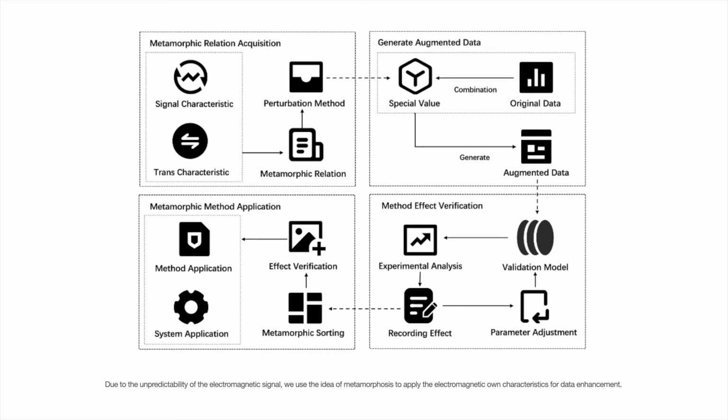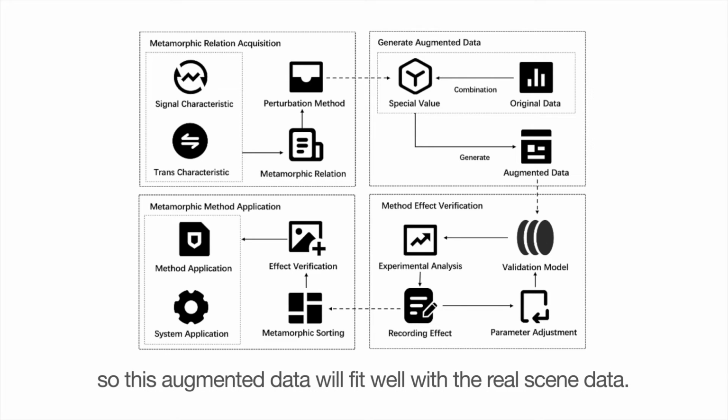Due to the unpredictability of the electromagnetic signal, we use the idea of metamorphosis to apply the electromagnetic own characteristics for data enhancement. Since we cannot augment it intuitively like image processing methods, we achieve this by equivalently mapping its corresponding features to the data layer. For the augmented electromagnetic data, it has the real scene characteristics that automated generation does not have, so this augmented data will fit well with the real scene data.